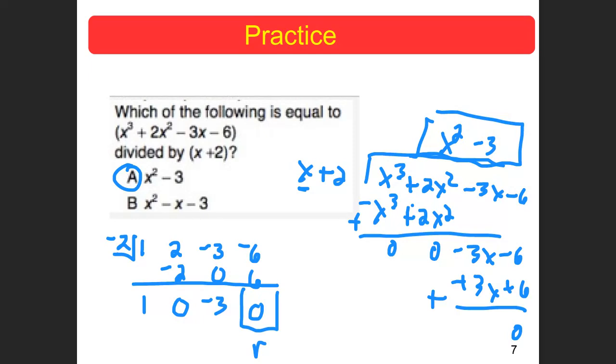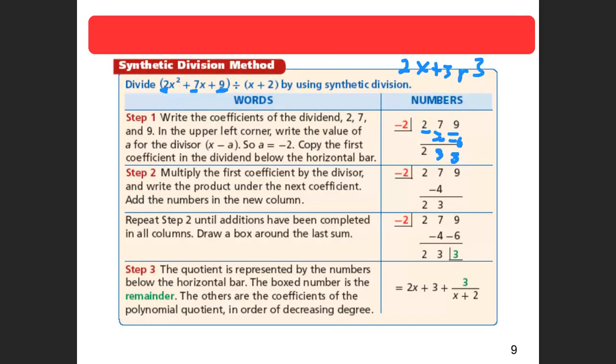This was an x to the third, so it always goes down by one variable. So this is going to be 1x squared plus 0x minus 3, remainder 0. Now, this is the exact same answer I got up there. I just put 0x in there. You don't need that. So I have x squared minus 3. Exactly the same thing as I did with long division. Synthetic division is nice because it gets rid of all the variables. You don't have to deal with them, which makes it really nice.